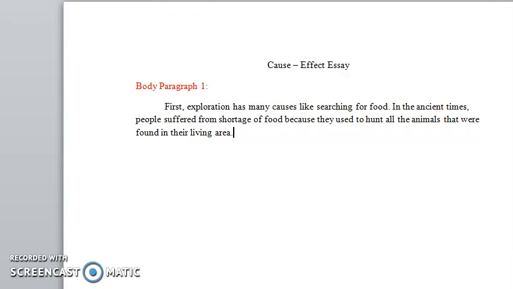I will add another fact. So let's look for another fact. Also, I'm using here a transition. Also, as a transition, a connecting word to connect the sentences.